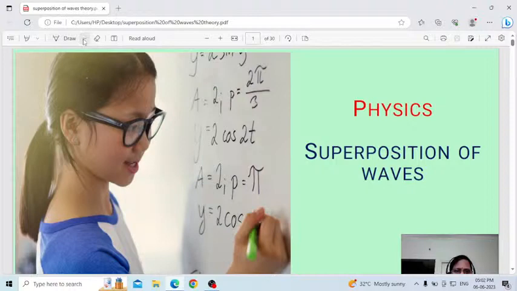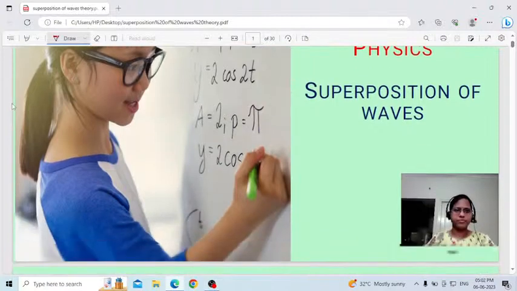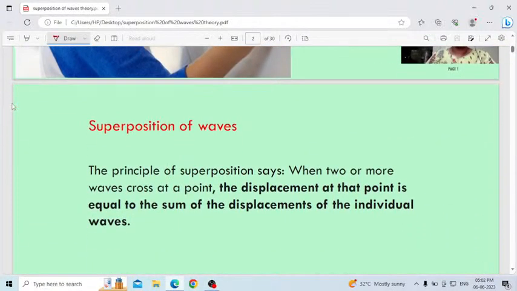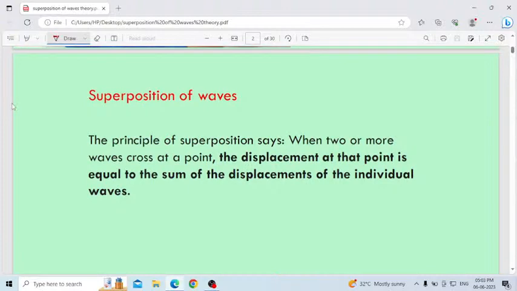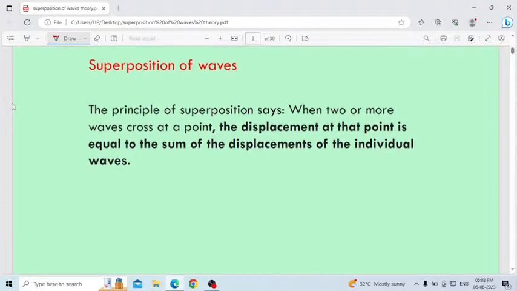Superposition of waves. What is meant by superposition of waves? The principle of superposition says when two or more waves cross at a point, the displacement at that point is equal to the sum of the displacements of the individual waves. It means the waves, when they are traveling in a space, will get superimposed, they will get mixed with each other. The name itself is indicating superposition, or mixing up of two waves.